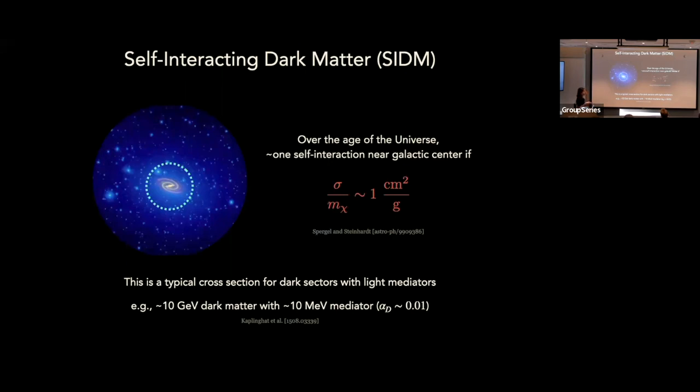Now, that kind of cross-section is actually very typical for dark sectors. It shows up in a lot of different kinds of models, ones with light mediators. So there's certainly been a revival over the last few years in thinking about these scenarios because they are coming out to be very generic in this context.